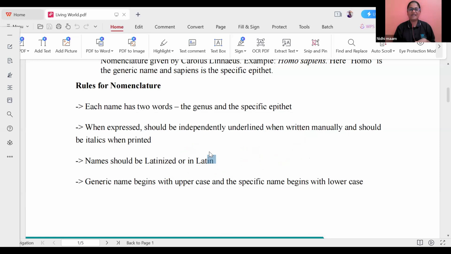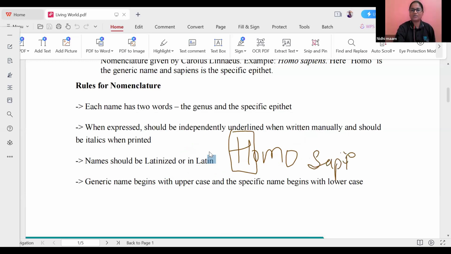Next, the generic name begins with an uppercase letter. The specific name begins with a lowercase letter. When I wrote Homo sapiens, you might observe the genus name starts with a capital letter, whereas the species name starts with a small letter. Homo sapiens.